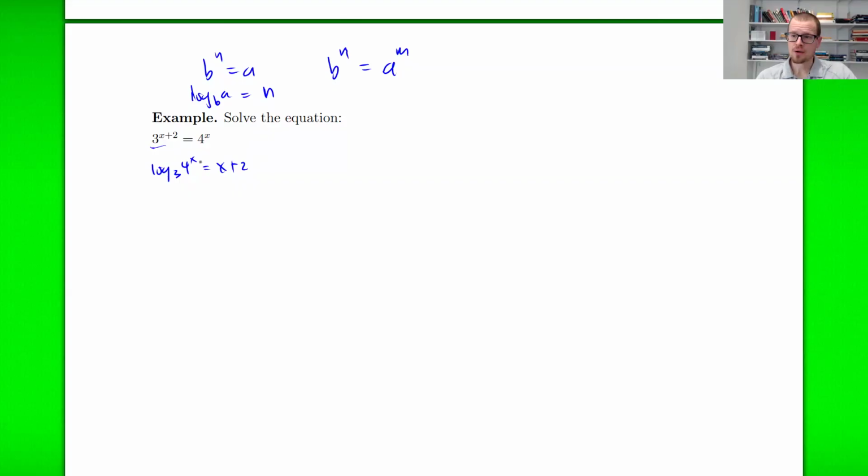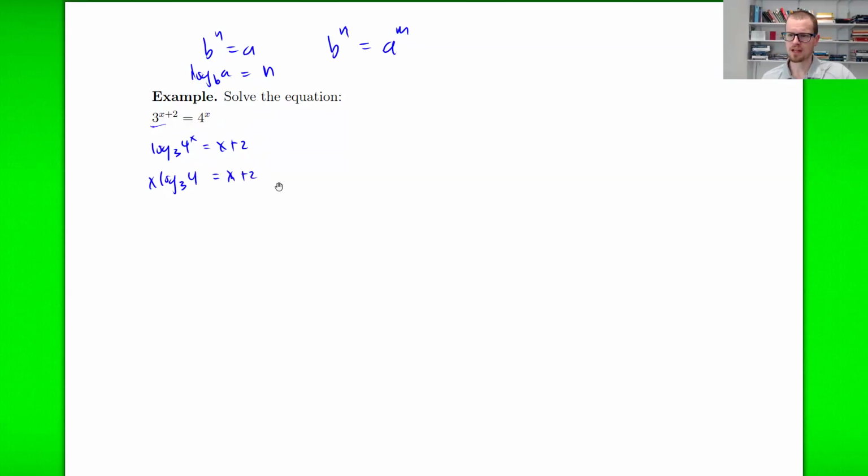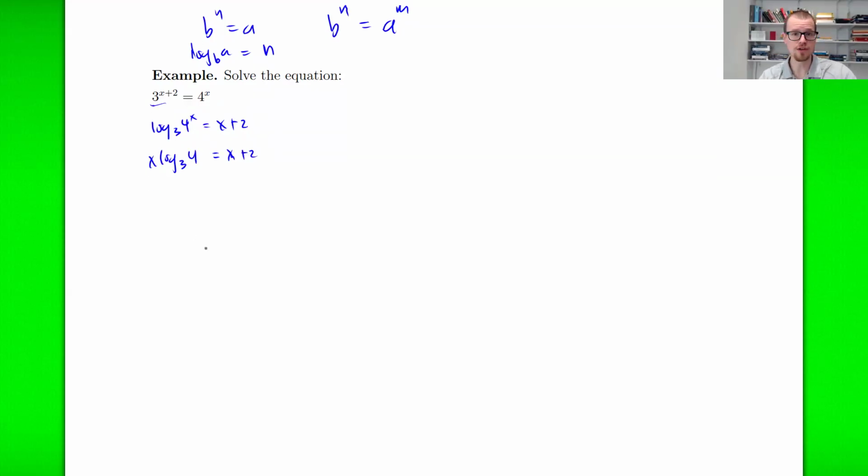Now, why is this good? Well, because I have the power rule, right? I can bring that power out. So I have x times the logarithm base 3 of, sorry, of just 4 now, is equal to x plus 2. Again, I'm bringing that power down in front as a coefficient.